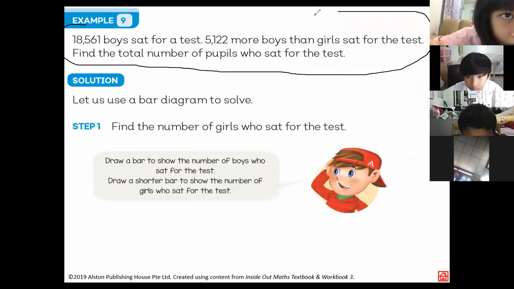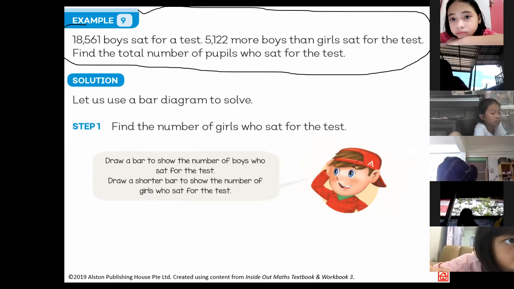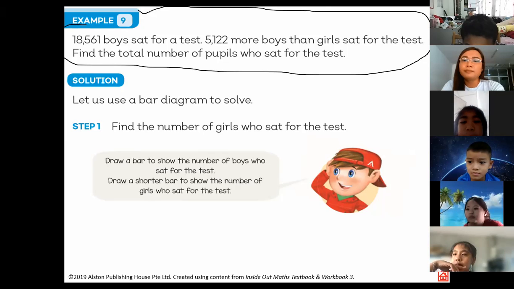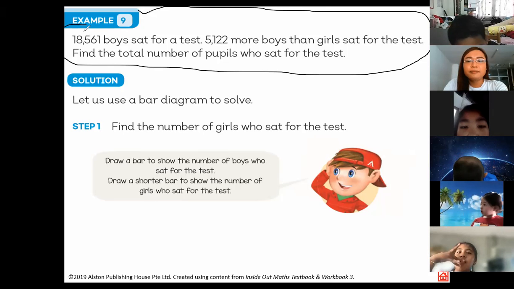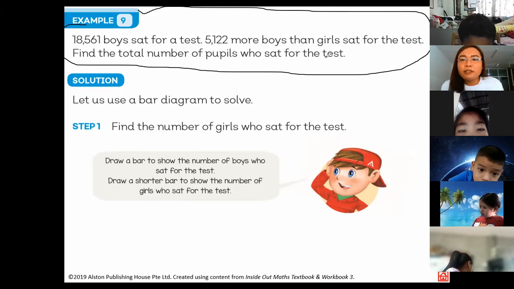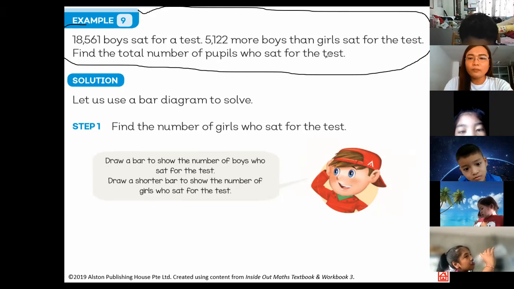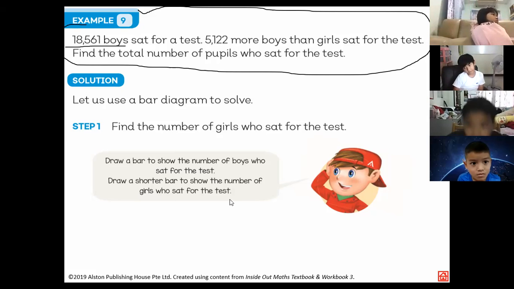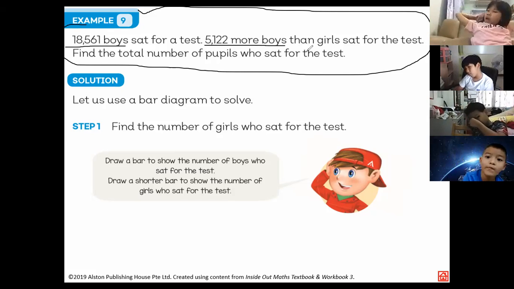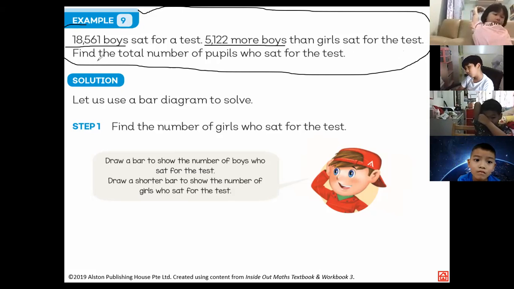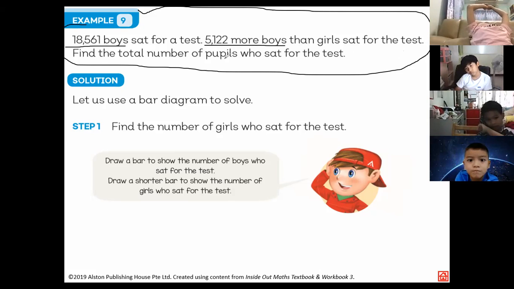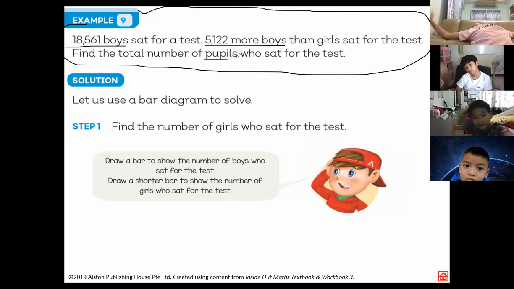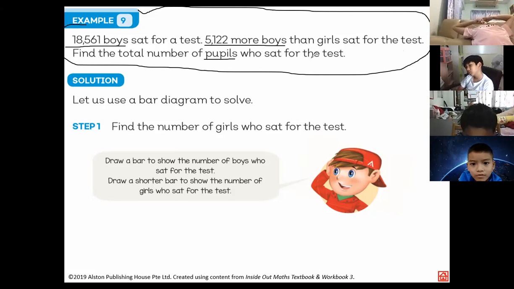Who wants to read example number 9? No one? Okay, I'm gonna call a name, Kaimuk. Kaimuk, are you able to read now example number 9? 18,561 boys sat for a test. 5,122 more boys than girls sat for the test. Find the total number of pupils who sat for the test.